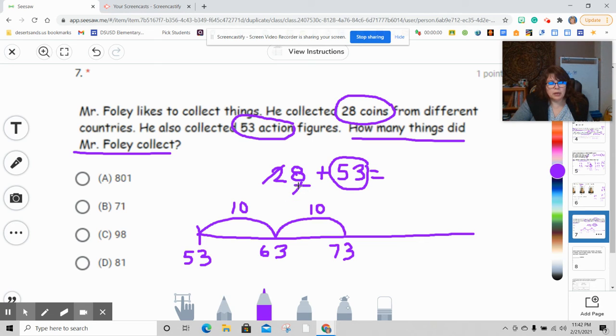So I'm going to break apart the 8 into 7 and 1 so that I can hop one big hop with 7, which is 80. And then one more, 81. So my answer would be D.